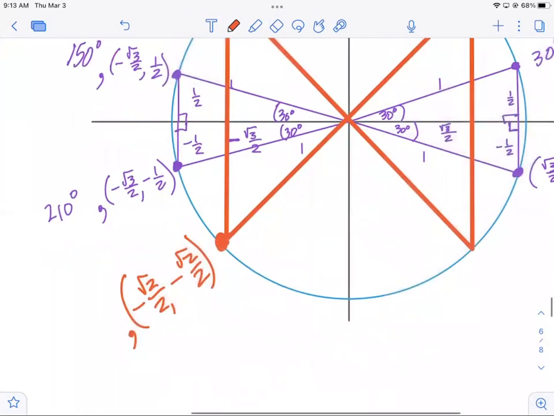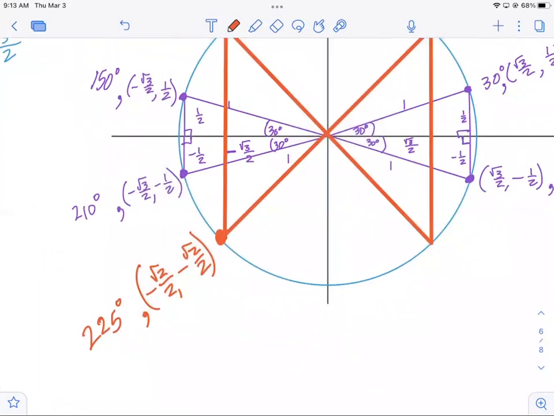180 plus 45, 225 degrees. All right, so here's how we use it. We'll go through all 6. What is cosine of 225 degrees? Negative. Complete your thought. No. Cosine of 225 degrees. Negative square root of 2 over 2.